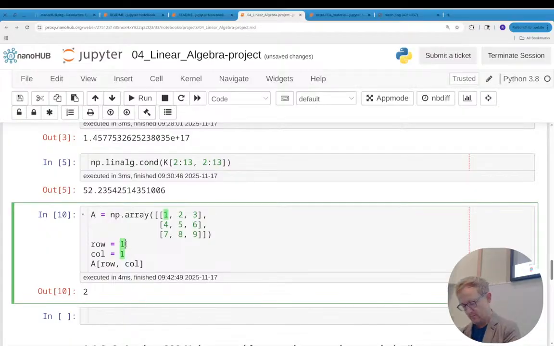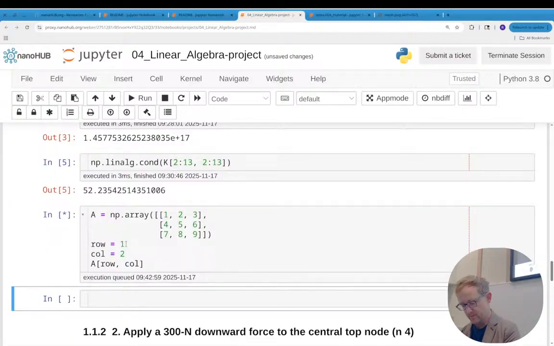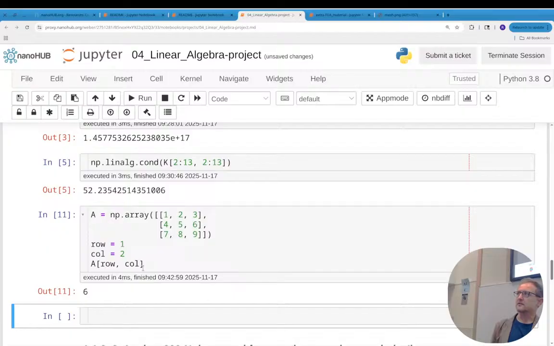And sure enough, I get a 2 because that is that value. And then row 1, column 2, go down to the second row, all the way to the end, to that last column.